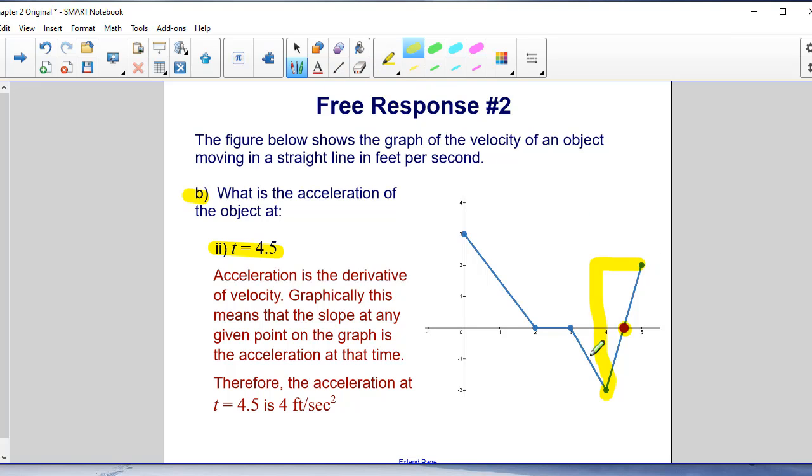If we were looking at this algebraically, we could take the point 4, negative 2, and 5, positive 2. And plugging into the slope formula, we get 2 minus negative 2 over 5 minus 4 is 4. So what that means is that when t is equal to 4.5 seconds, the acceleration is 4 feet per second squared.